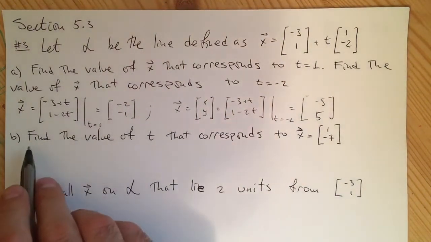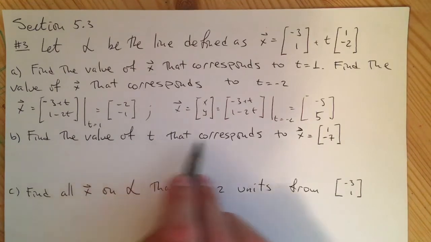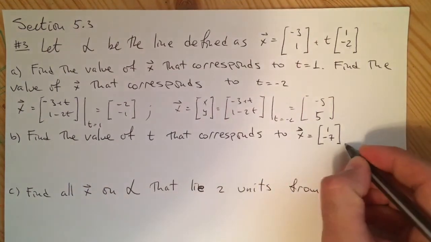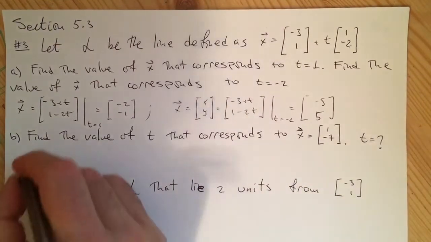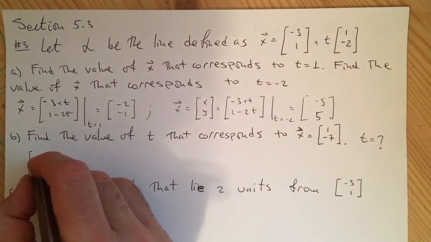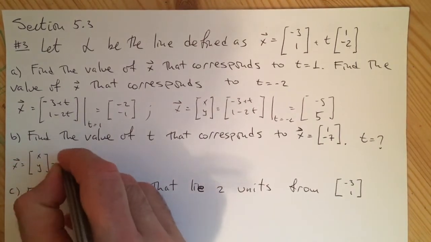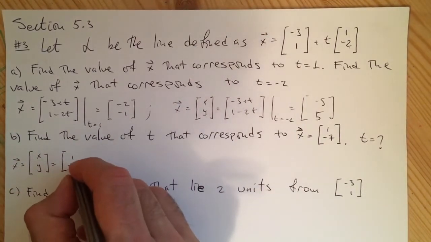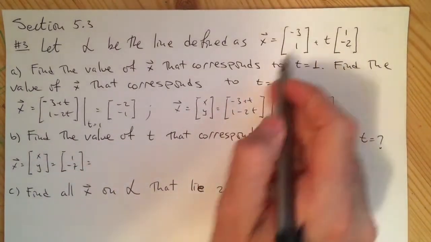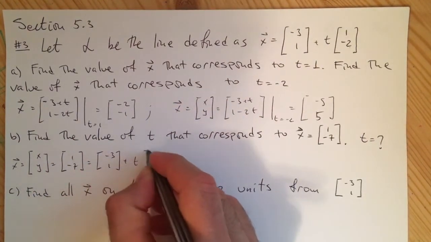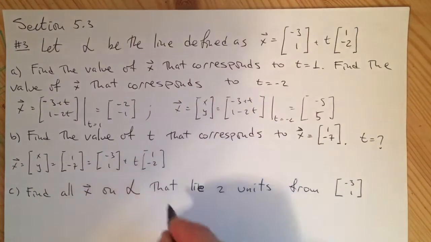Okay, the next one is B. Find the value of t that corresponds to the vector (1, -7). Now we're looking for t such that the vector x, the values of (x, y), sorry, are 1 and -7, and this should be equal to (-3, 1) plus t times (1, -2).